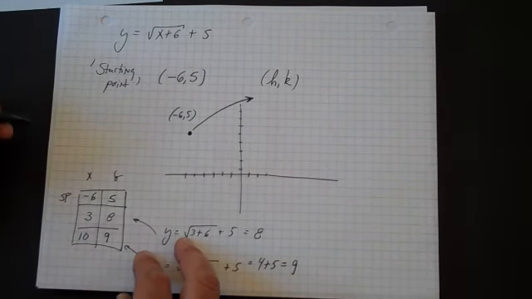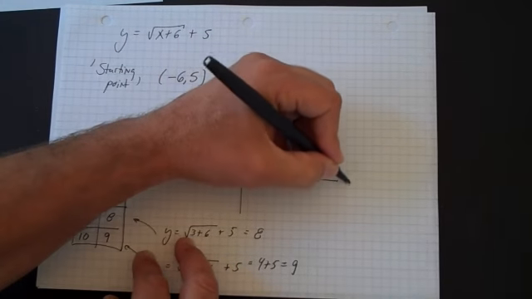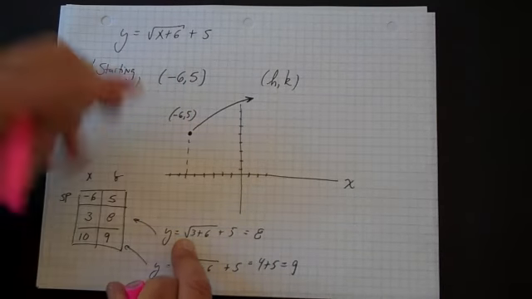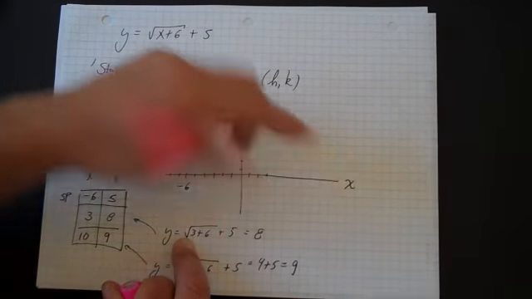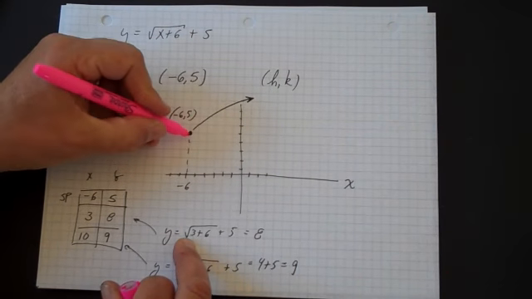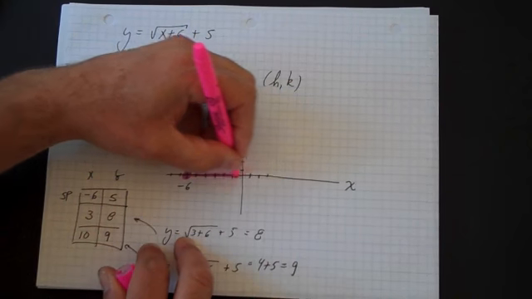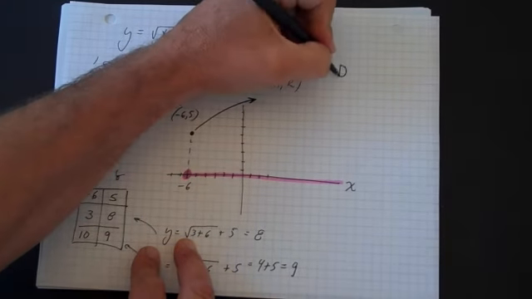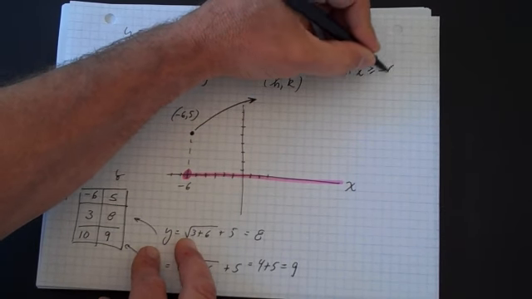Now what we want to do is read off the domain and range. For the domain we look at the x-axis and ask, what can x be here? Well, x can be anything from negative 6 to positive infinity. Does it include minus 6? It does. So that's a closed dot. So that's the domain right there. So the domain here is going to be x is greater than or equal to minus 6.